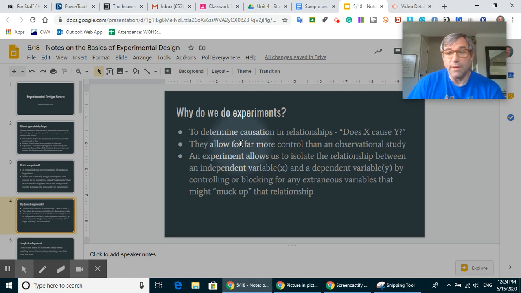Why do we do experiments? The main reason we do these things is for causation, folks. It's the closest in the scientific world we can come to saying X causes Y.